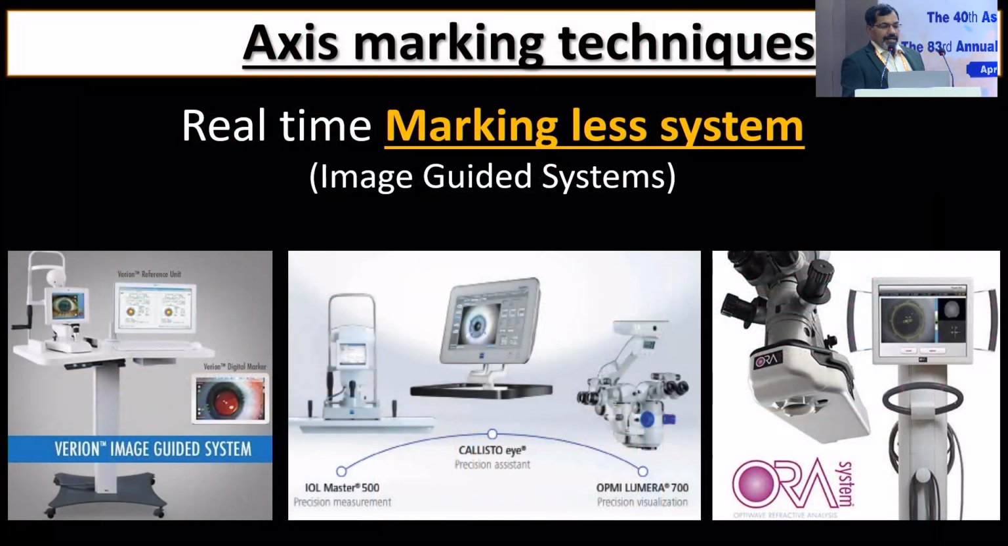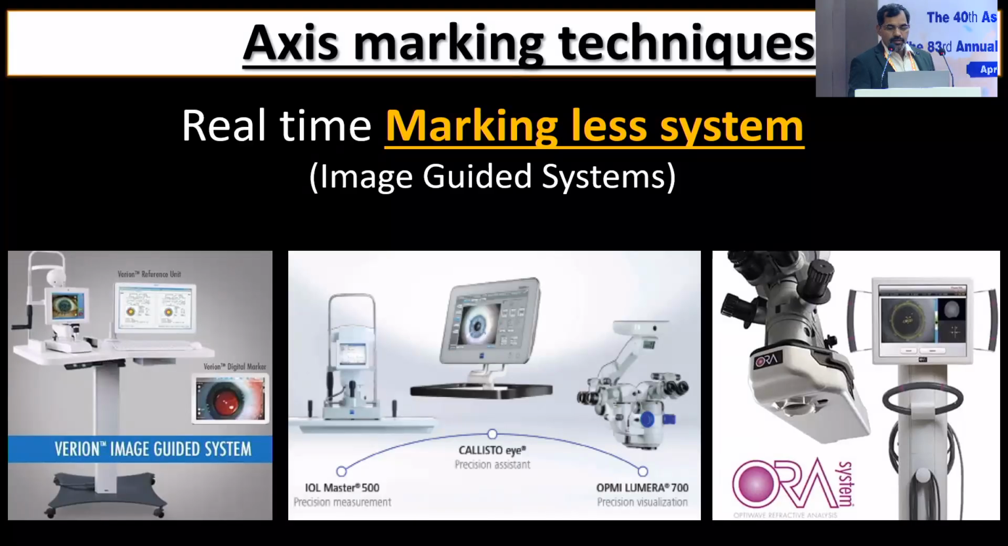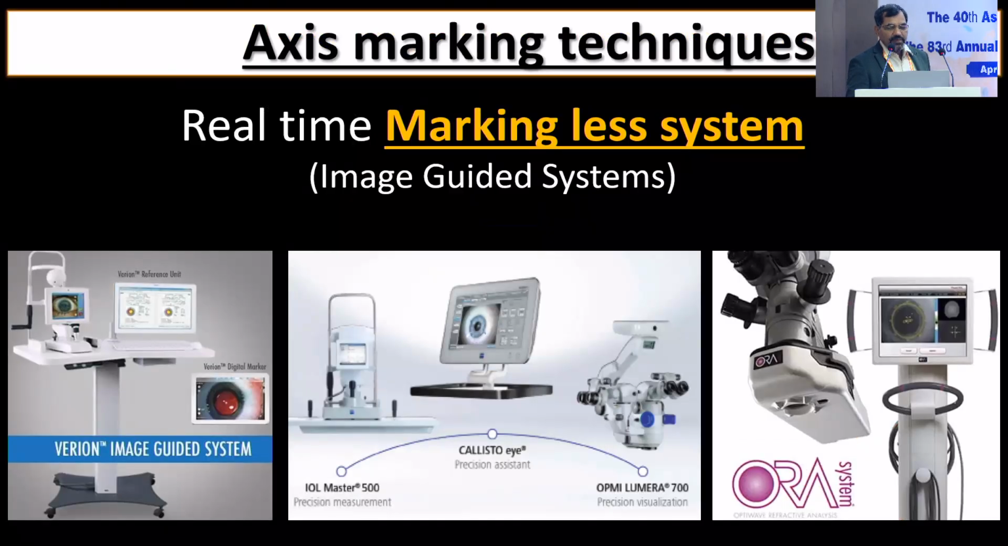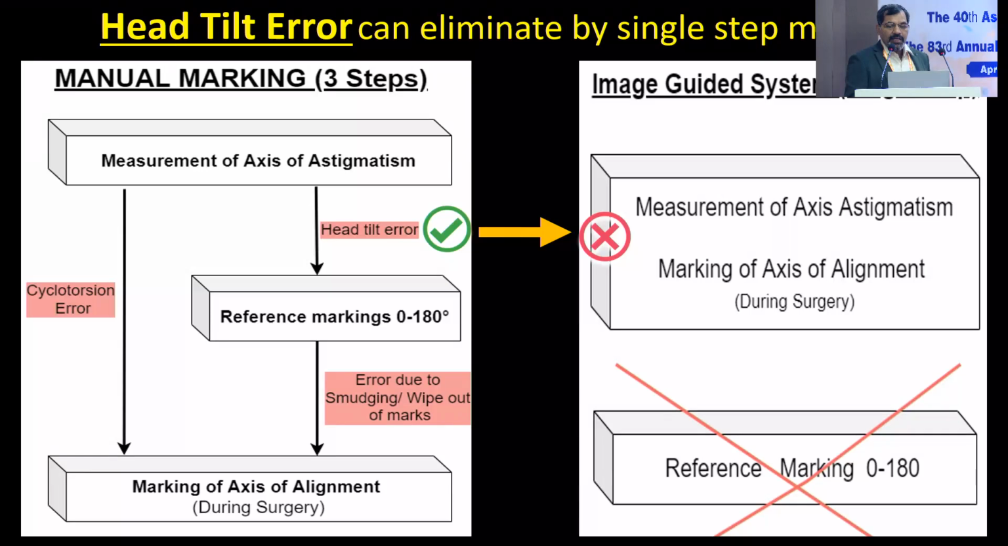Nowadays we have these marking systems: Callisto, Verion, Aura, and a few more in the pipeline. Aura is intraoperative marking. After removing the cataract, by aberrometry you can measure the toricity and the spherical power. These intraoperative marking systems, Aura and the image guided systems, can eliminate the head tilt error because they measure and mark at the same time. So they are single-step methods.